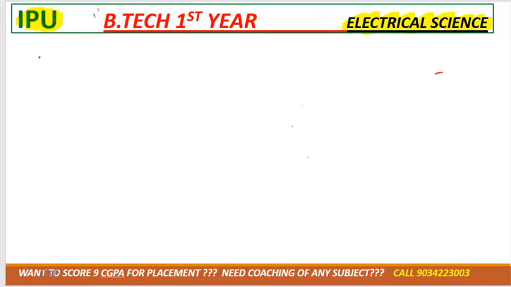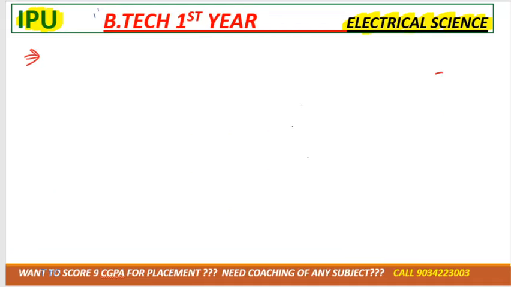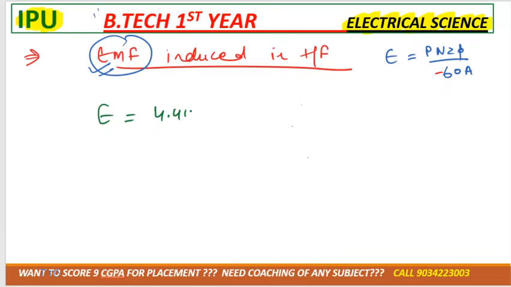Now, how much is the EMF induced in the transformer? You must know how much EMF is induced in the transformer. Like we studied the EMF induction in machines. Remember, how much was that? What was the formula? E is equal to PNZ phi by 60A. Similarly, how much is the EMF induced in the transformer? That we must know, and that is E is equal to 4.44 N f phi M.